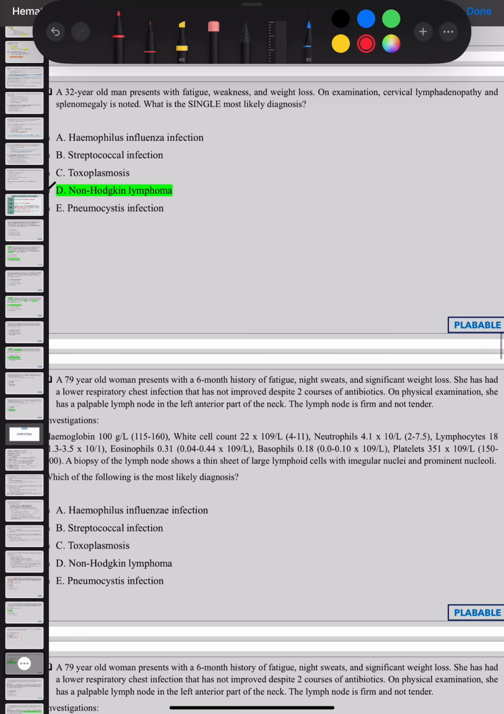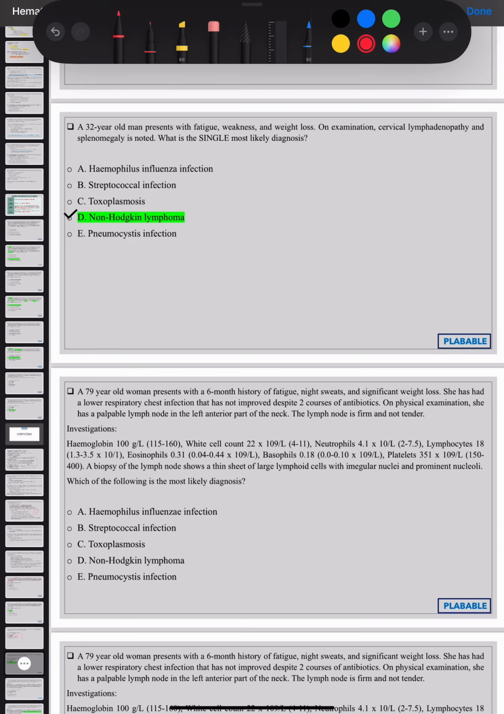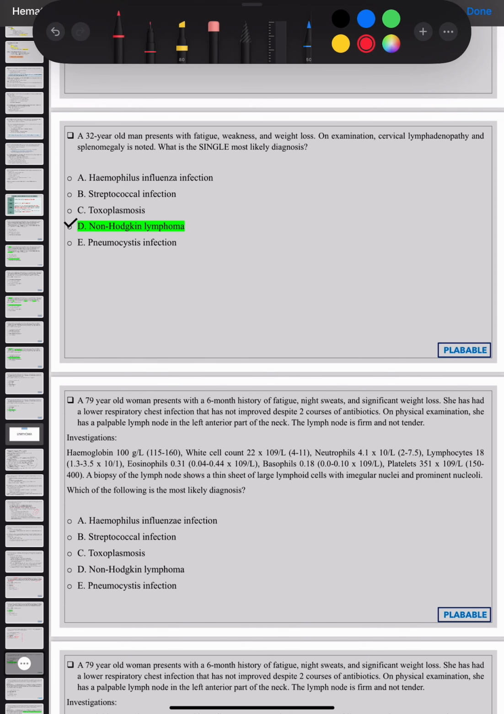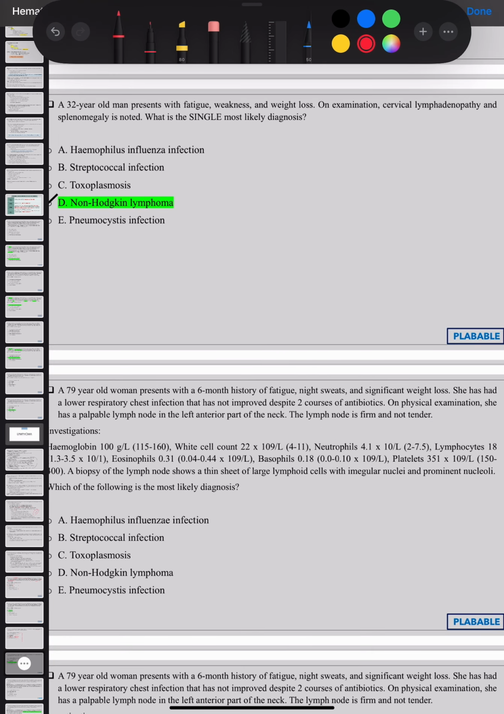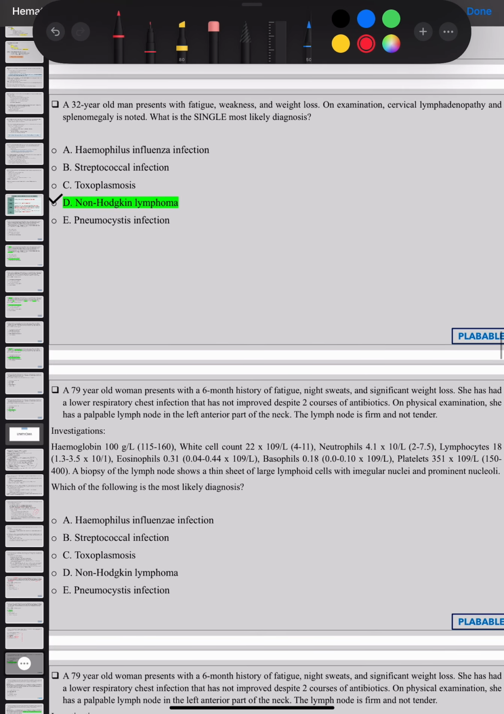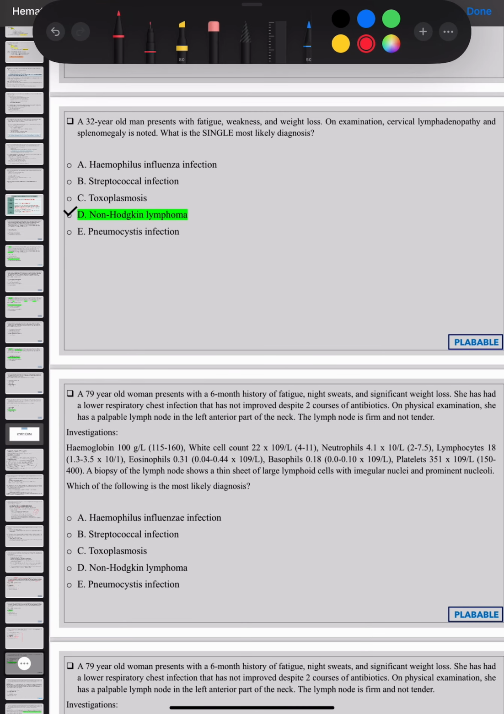You may pause the video here and look at the question. Try to solve the question within 1 minute. Okay, that would be really helpful for you. So just move on to our next question. What is your likely diagnosis? They're asking the diagnosis: Haemophilus influenzae infection, streptococcus, toxoplasmosis, non-Hodgkin lymphoma, pneumocystis infection.